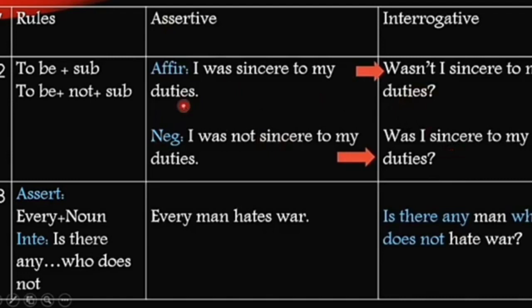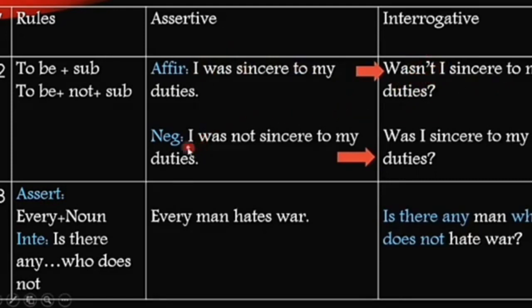I was sincere to my duties. This is an affirmative one. So our interrogative has to be a negative sentence. As we have an auxiliary verb here, "was" should be used at the beginning and we are going to add "not" with it. Wasn't I sincere to my duties?